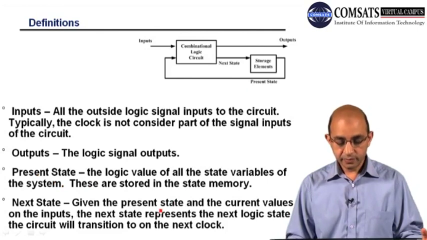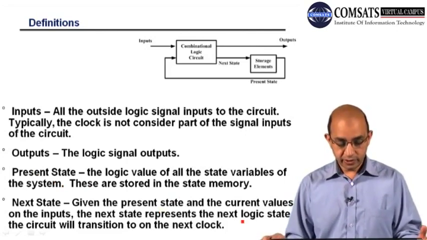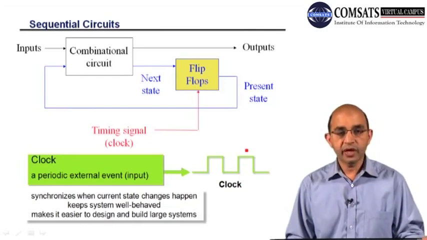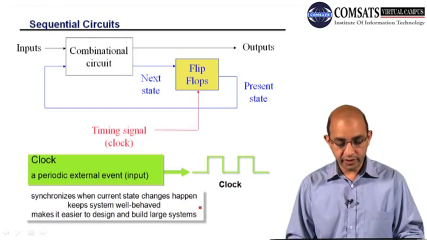Then next state, so given the present state, next logic state, the main difference over here is that we have introduced the clock, which we were talking about. So here input, combinational circuit, and then output, present state, next state, and this is the timing signal, that is the clock. This is a periodic signal. You can see that we have a periodic signal over here, that is the clock. So it synchronizes when current state changes happen.